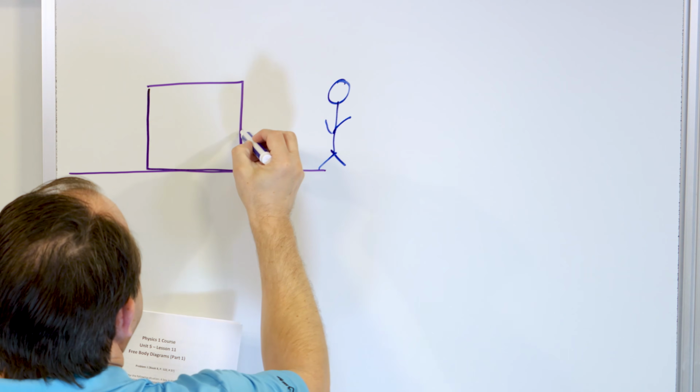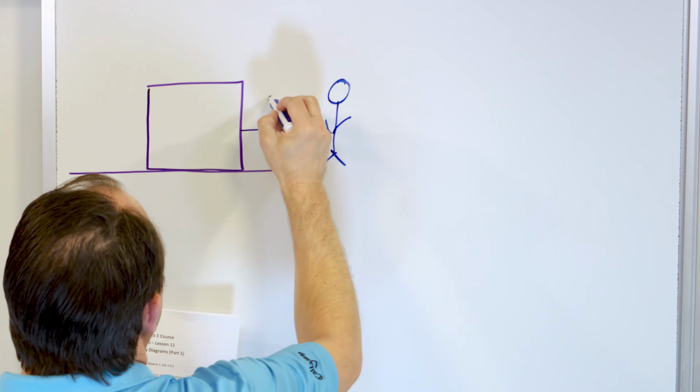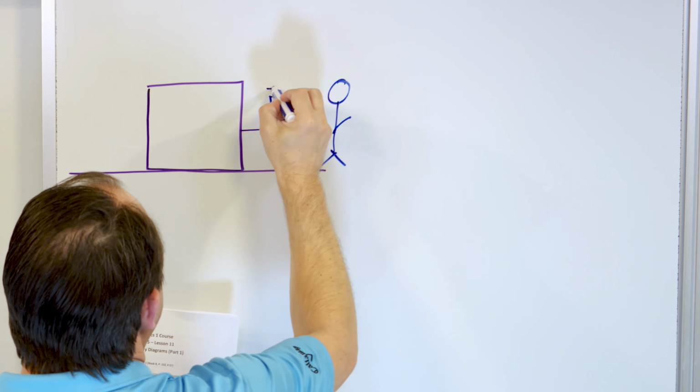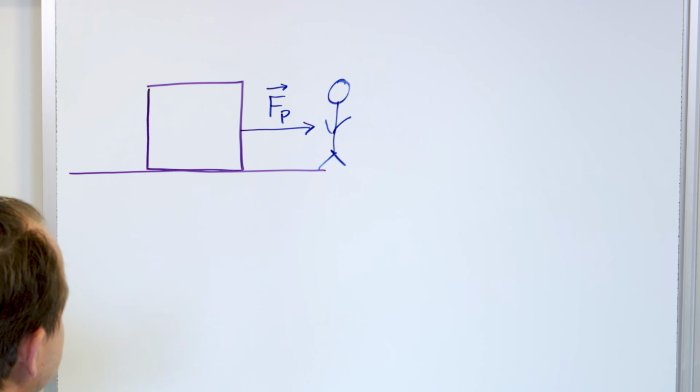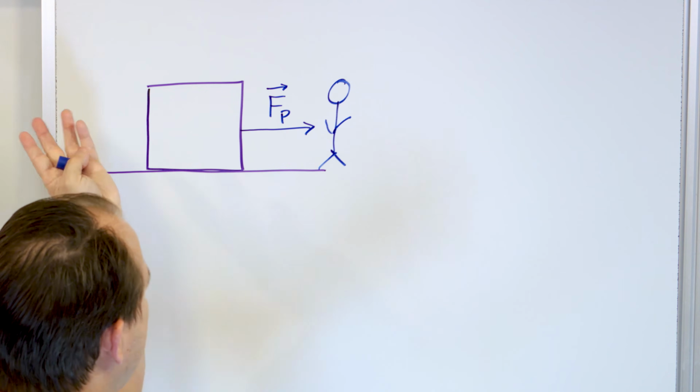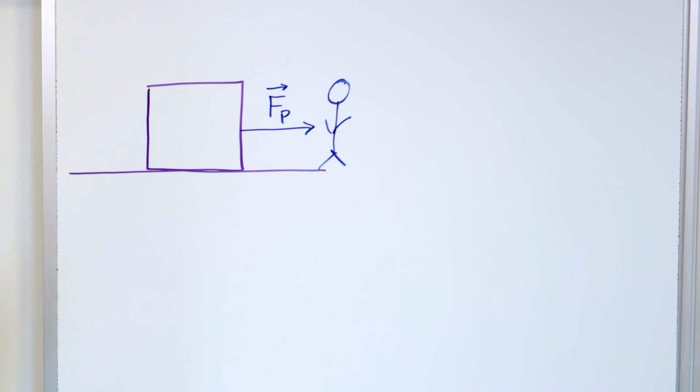And basically, there is a rope connected here. And he or she is pulling with some force, which we call F sub P because it's a pulling force, F sub P, pulling on a rope. So you could draw a rope if you want, or you can just draw an arrow there, okay?